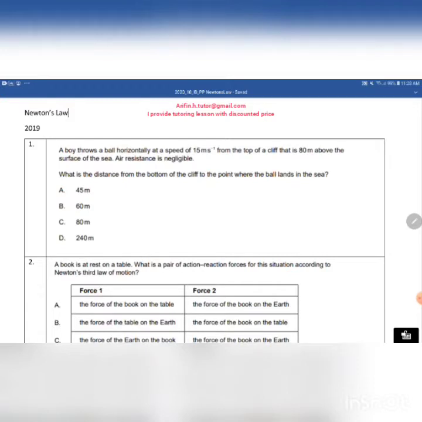Okay, for number 1, a boy throws a ball horizontally at the speed of 15 meters per second from the top of a cliff that is 80 meters above the surface of the sea. Air resistance is negligible. And the question is asking about the distance from the bottom of the cliff to the point where the ball lands in the sea. Okay, let's take a look at this question.